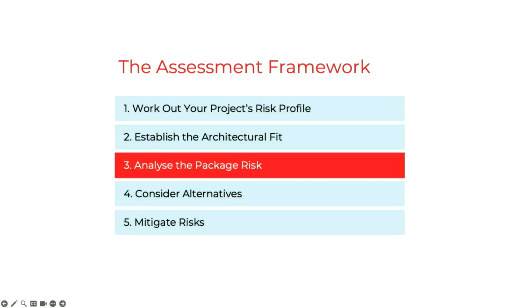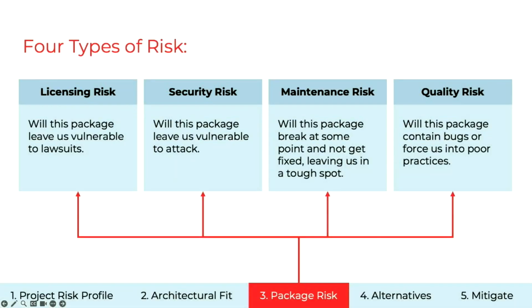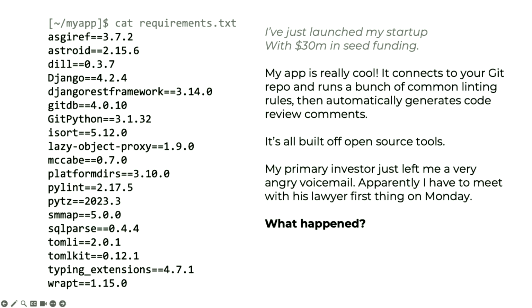Okay, so now moving on to analysing the actual risk from a package. I'm going to look at four types of risk: licensing risk, security risk, maintenance, and quality risk. I'm going to look at these in turn, and how to identify these risks and how to gauge the levels of risk on particular packages. So I'm going to start with another case study.